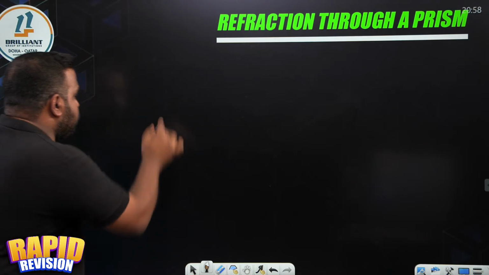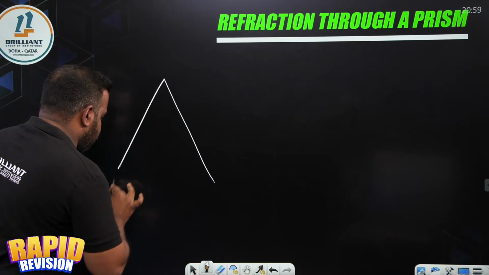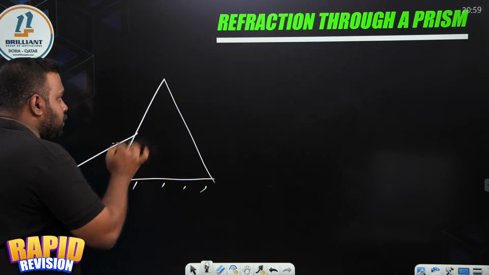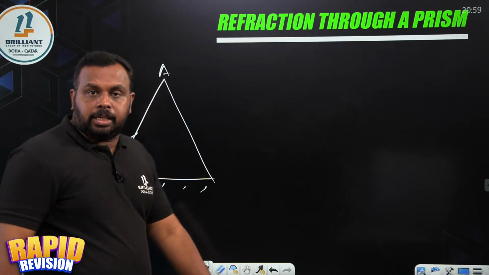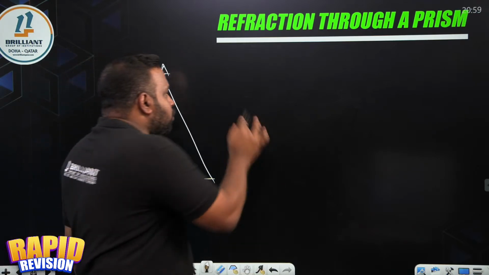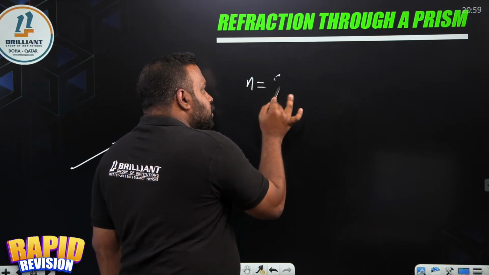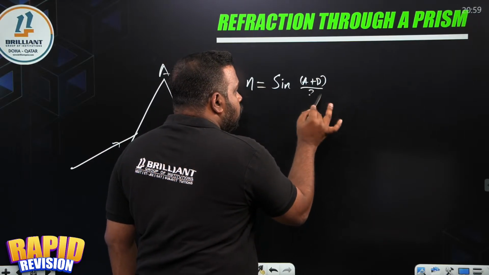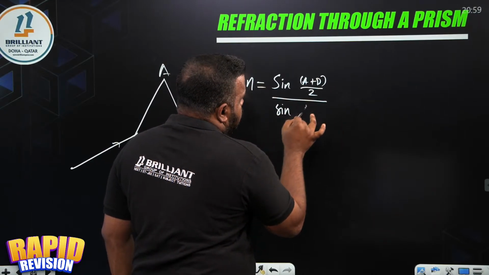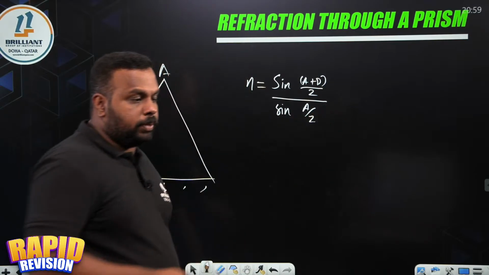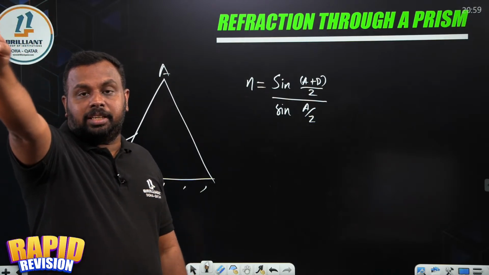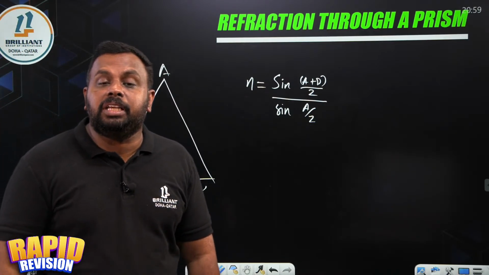In refraction through a prism, you know that this is the arrangement. This is the base of the prism, the incident ray is falling like this, this is the angle of the prism. Okay, yes. What is the final formula? The final formula is refractive index n is equal to sine of (A plus D) by 2, divided by sine A by 2. What is D here? D is the angle of minimum deviation.